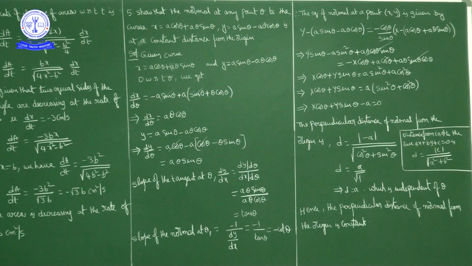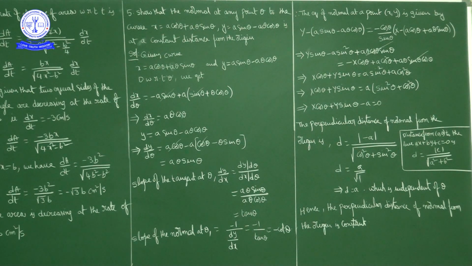Now here a is constant. Also there is no theta term. There is no theta term, no? No theta term means d is independent of theta. Here a is constant. So d is equal to a, which is a constant. So the perpendicular distance of the normal from the origin is a constant. That is what we had to prove.